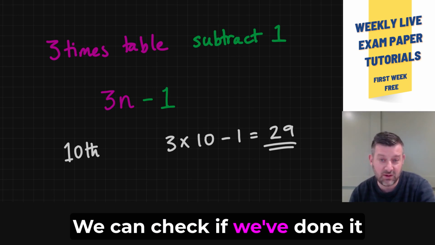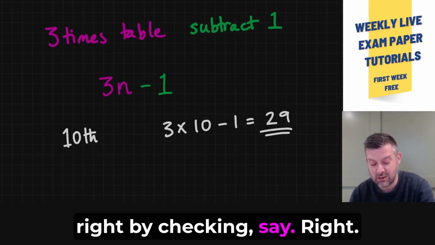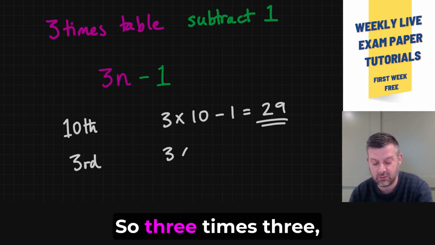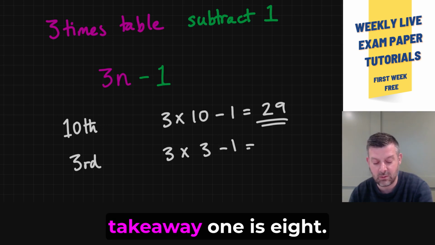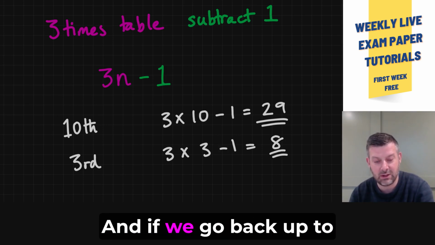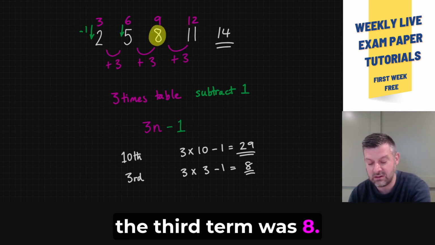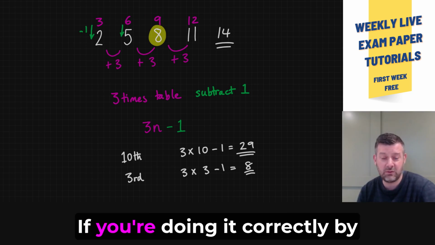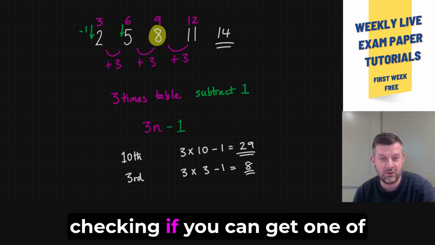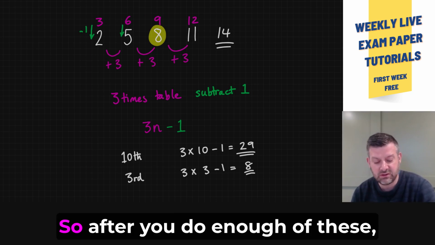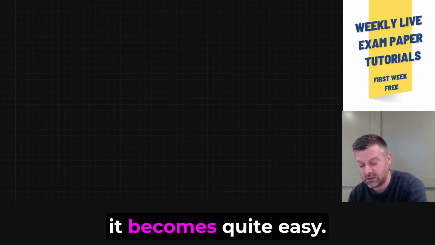We can check if we've done it right by checking, say, what the 3rd term would be. 3 times 3, take away 1 is 8. And if we go back up to our sequence, yes, the 3rd term was 8. So you can always check if you're doing it correctly by checking if you can get one of the terms you already know. After you do enough of these, it becomes quite easy.